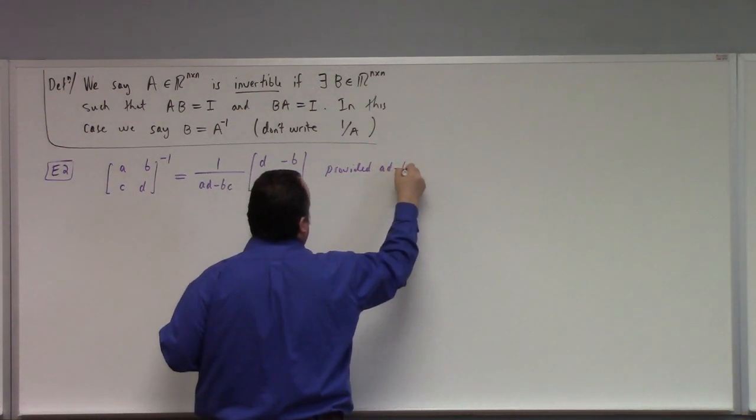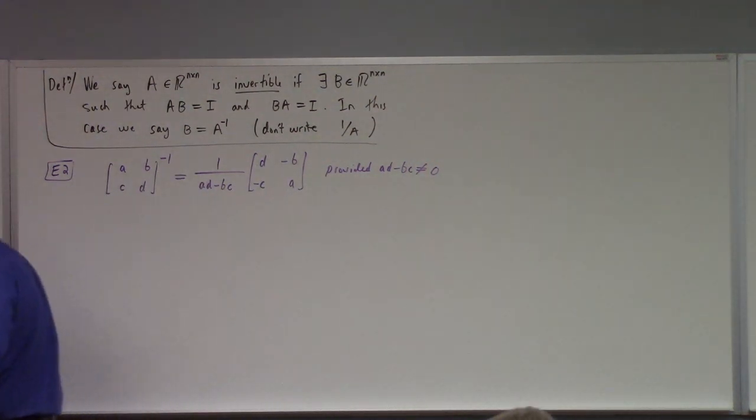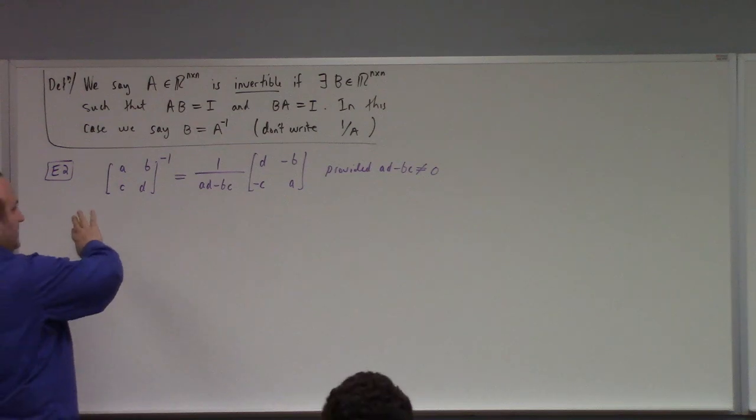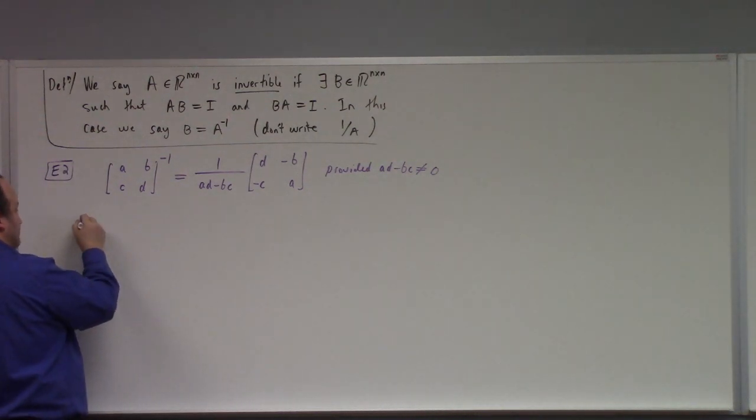Well, we certainly need that AD minus BC is not equal to 0. Some of you already discovered that this is a necessary condition for a 2 by 2 system with arbitrary coefficients to have solutions no matter what the inhomogeneous term is. That was a problem in mission 1. You maybe recognize this condition. Now, you can believe me or not, but we can quickly check if this formula is right. So how do we check?